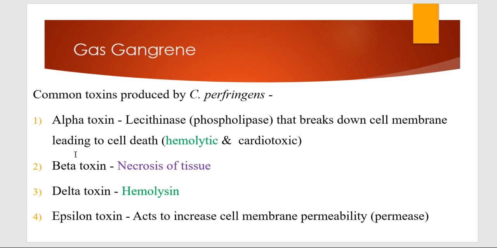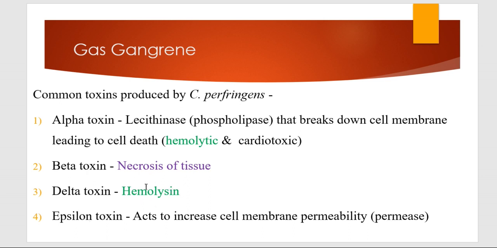This alpha toxin I have already discussed. It is also known as lecithinase or phospholipase. It breaks down the cell membrane, leading to cell death. It's a hemolytic toxin and cardiotoxic also, and the most dangerous toxin produced by Clostridium perfringens, most dangerous for the patient, alpha toxin. Then beta toxin causes necrosis of tissue, delta, epsilon.